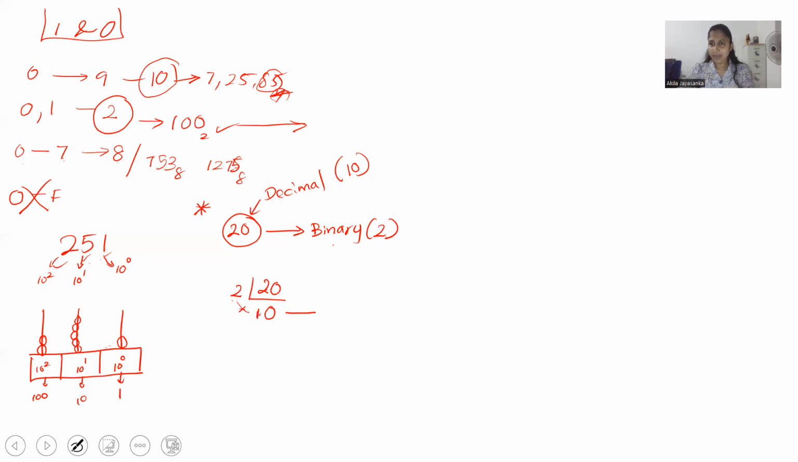There is no any mod values, or remainder, here.